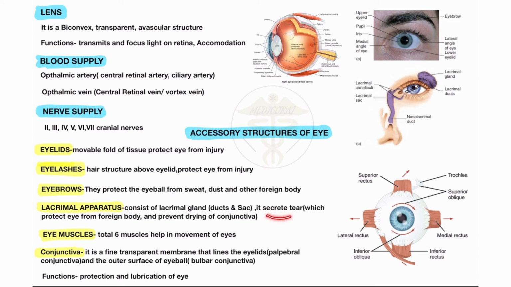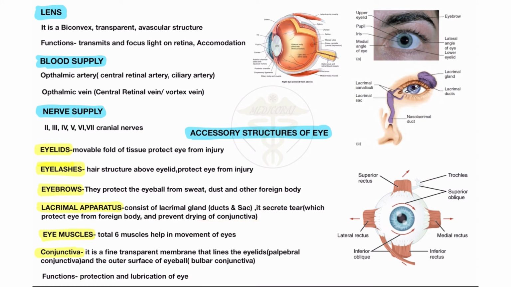The main function of this apparatus is to secrete tears. Tear secretion protects the eye from foreign bodies. When a foreign body enters our eyes, it produces more tears to try to remove it, and it also prevents drying of the conjunctiva. These two functions are very important. The conjunctiva is the whitish, transparent layer in the eye, and it is protected from drying by the tears.